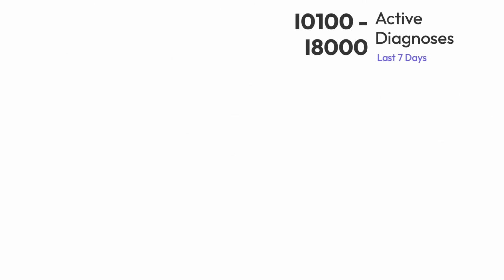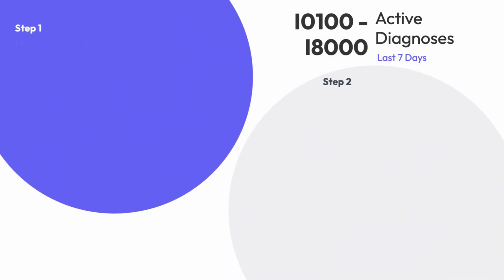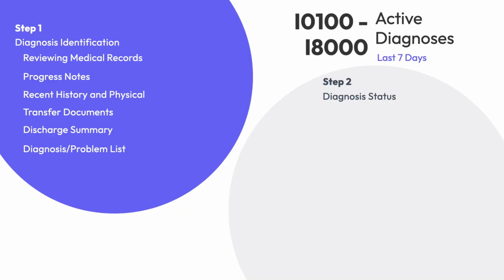The next item set found in this section will be I0100 through I8000, active diagnoses in the last 7 days. For this item set, we will be utilizing a two-step process which will involve diagnosis identification and diagnosis status. To identify diagnosis, we will begin by reviewing various medical record sources such as progress notes, the most recent history and physical, transfer documents, discharge summaries, diagnosis or problem list, and other resources as available for physician-documented diagnosis in the last 60 days.